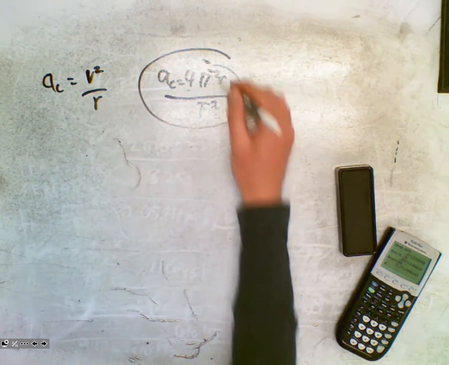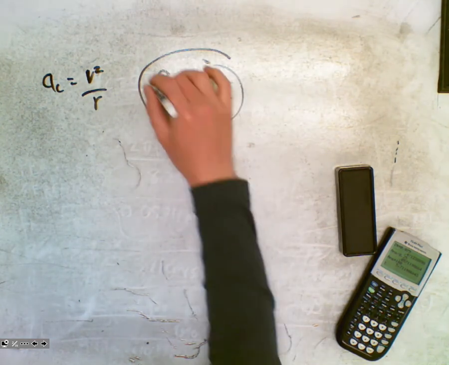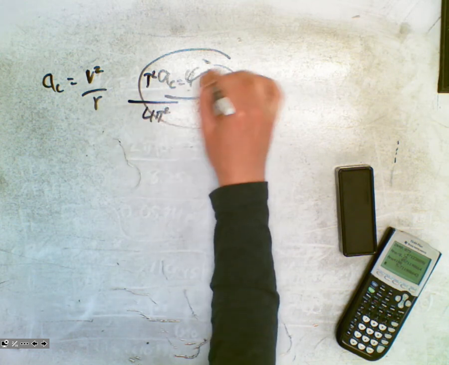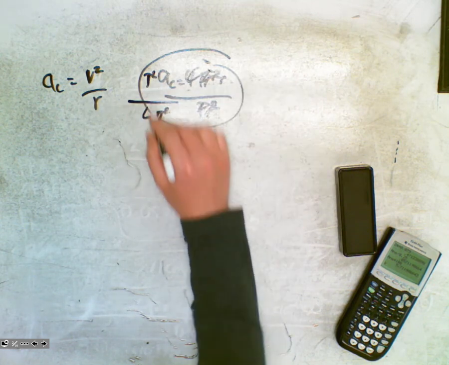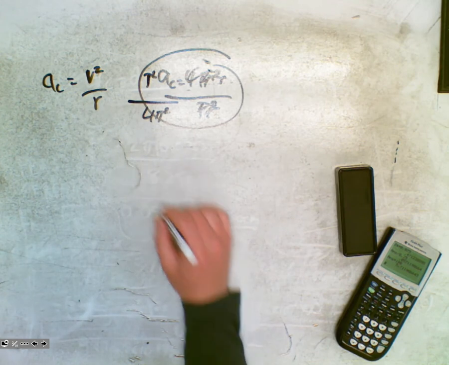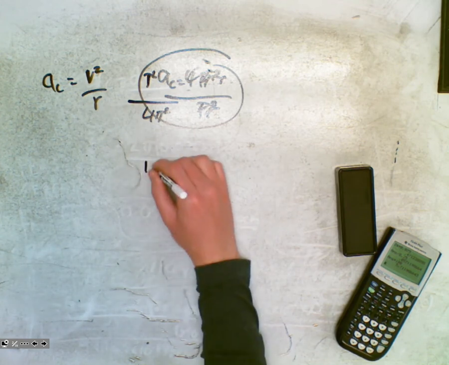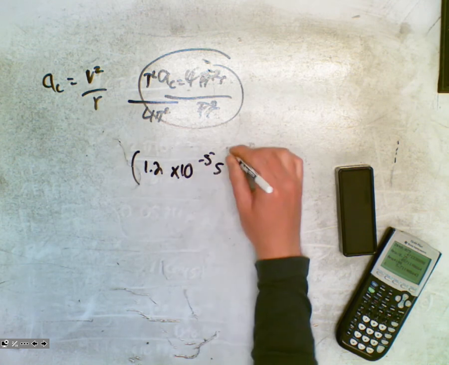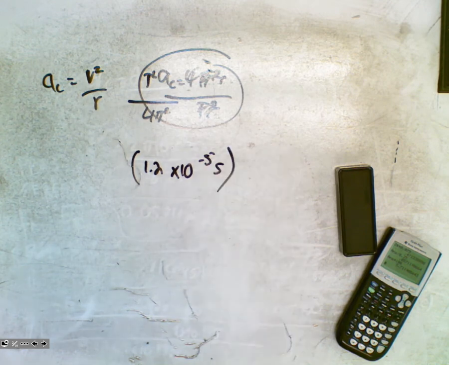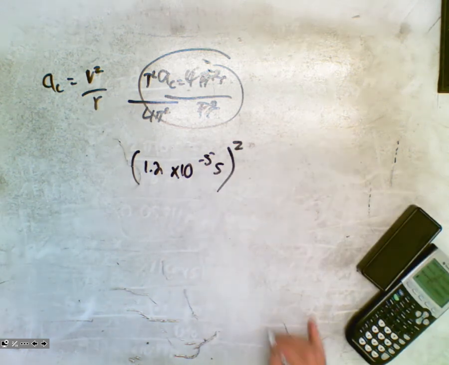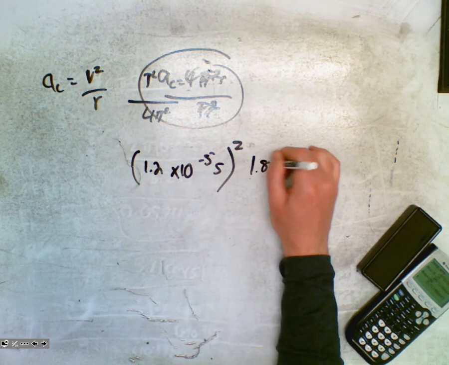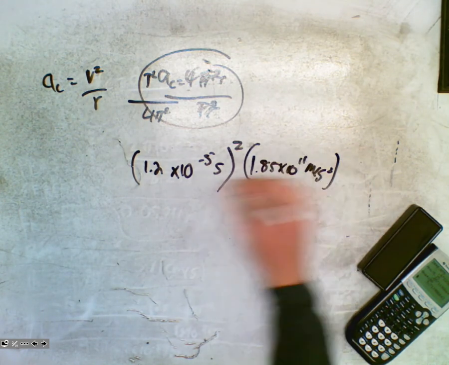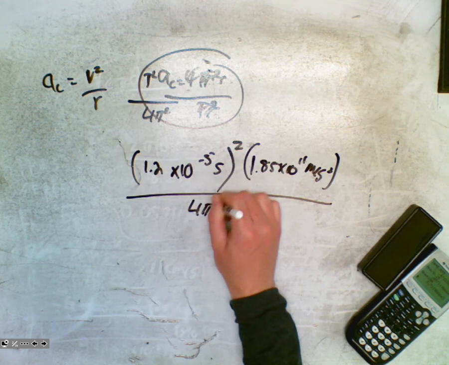So we want to find our radius here, so we'd move t squared up top and 4 pi squared down below. So our period is 1.2 times 10 to the negative 5 seconds, and we got to square that. And then our acceleration is 1.85 times 10 to the 11 meters per second squared. And I'll divide it by 4 pi squared.